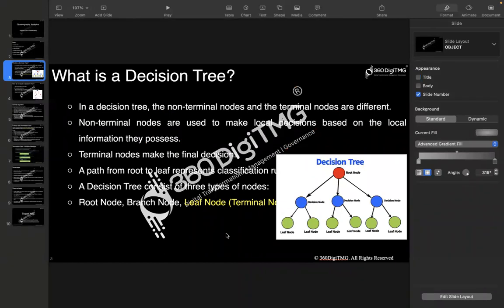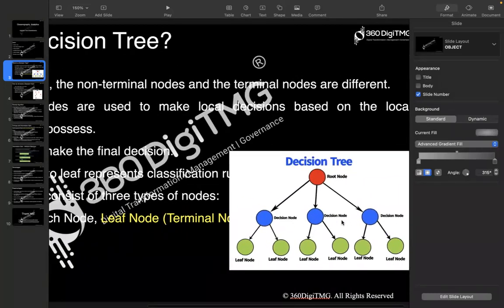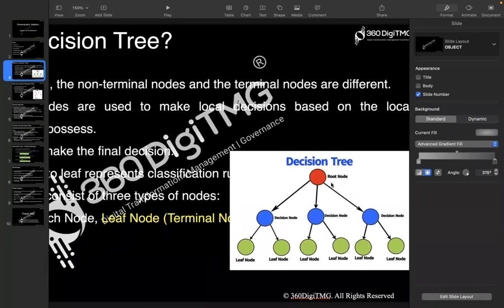Here you can see it is a decision tree with non-terminal nodes, and the terminal nodes are different. The non-terminal nodes are used to make a local decision based on local information. Here the terminal nodes make the final decisions in the decision tree. You can see the diagram here. We have a root node, and at the bottom we have leaf nodes, which are in the green color.